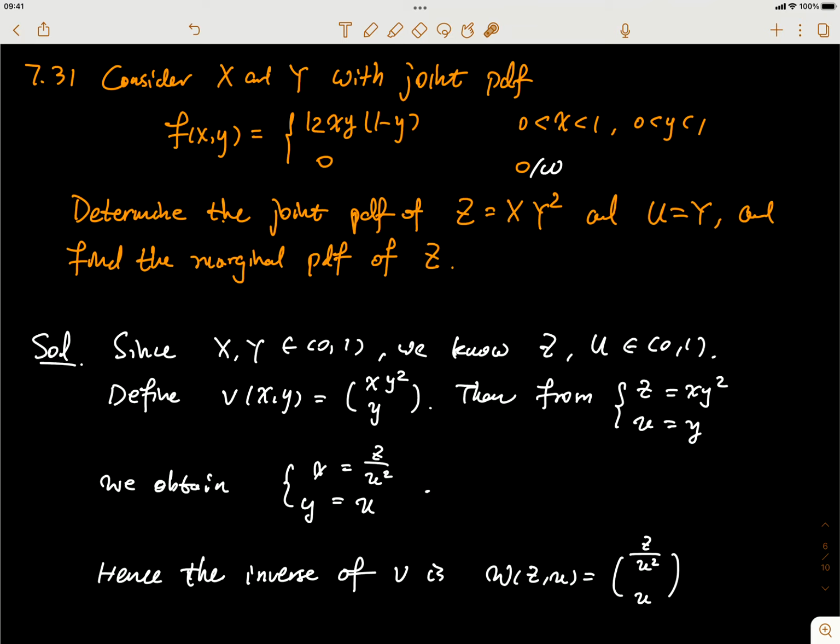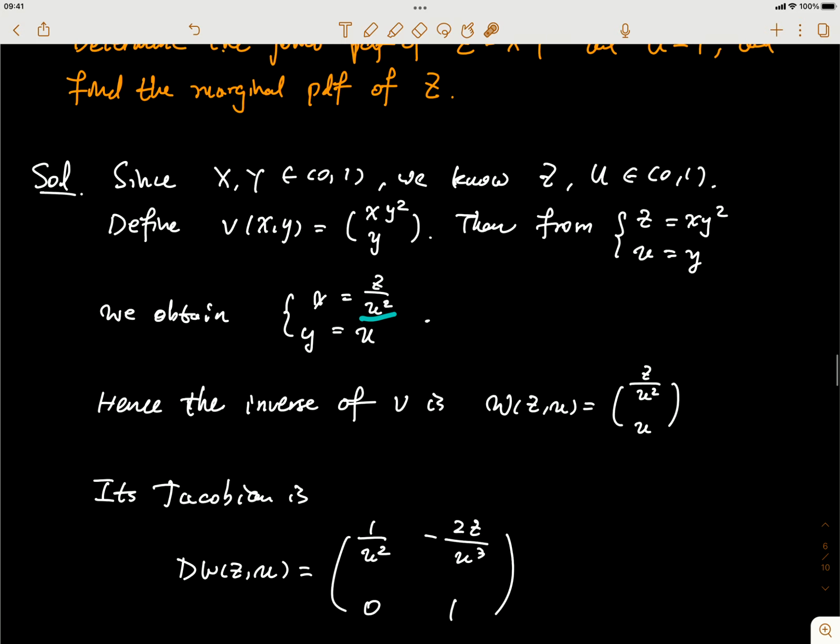Now we try to solve for X and Y, and we'll get the inverse of this function. By solving, we can see that Y is simply equal to U, and X is equal to Z over Y squared, and that's then just equal to Z over U squared, because U equals Y. So that is actually the inverse of v, denoted by w. That is just (Z over U squared, U).